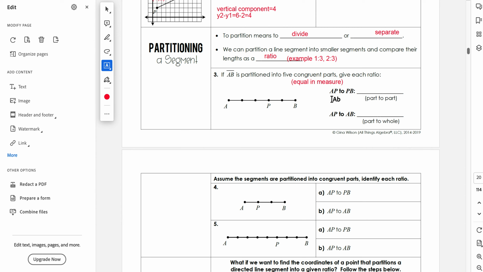So it wants us to find the ratio of AP, which is this part, to PB, which is this part. So then AP is 1, 2, 3. So that's going to be 3, and PB is 2. So it's 3 to 2.